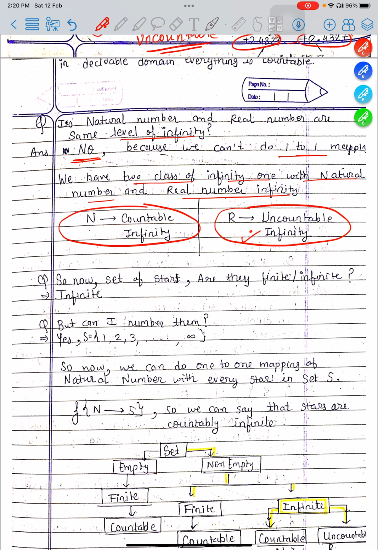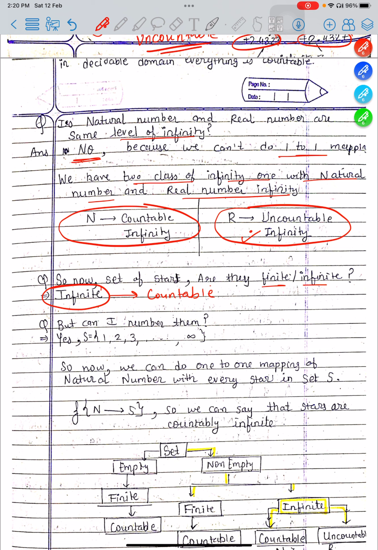So now, the set of stars: is it finite or infinite? See the answer, it is written infinite. But this infinity is countable, because we can map this set of stars with natural numbers.